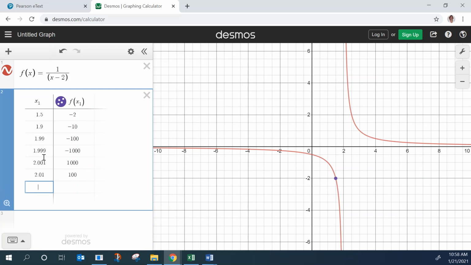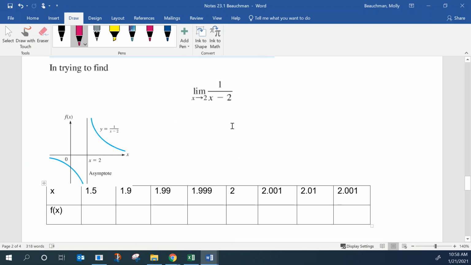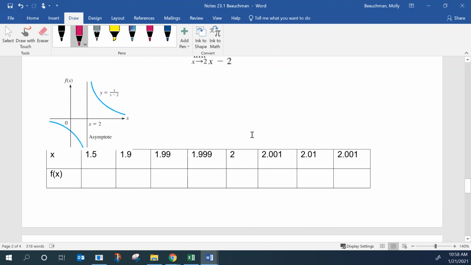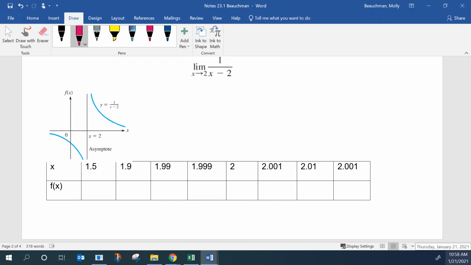So if I were to put in a value of 2, I certainly get undefined, but on either end of it, they're not approaching the same number. They're going in completely opposite directions. So if they're going in completely opposite directions, the limit does not exist. So what we would write is that limit does not exist, DNE, which means does not exist.